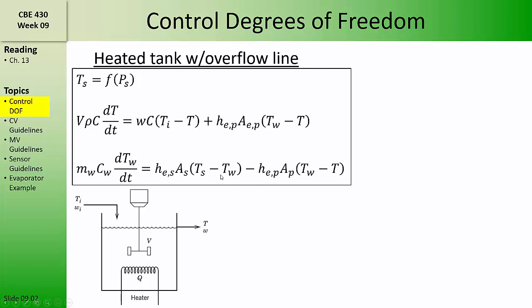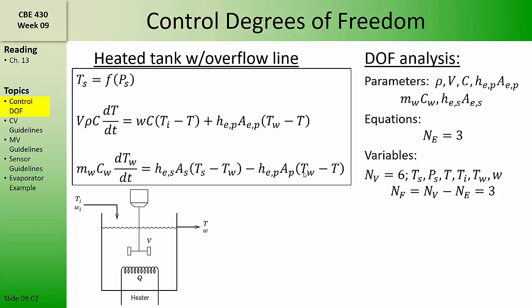Each of these thermal energy transfer processes has its own heat transfer coefficient and surface area, H and A, over which it's occurring on the inside and the outside of the tube wall, respectively. We might assume that ρ, V, the process fluid heat capacity C, as well as the mass and heat capacity of the tube wall, and the heat transfer coefficients and corresponding heat transfer areas are all constant known parameters. The variables then, the things that can change with time, might be the steam temperature and pressure, the process fluid temperature in both the effluent and inlet streams, the tube wall temperature, and the mass flow rate of the process fluid, W. With 6 variables and 3 equations, this model has 3 degrees of freedom.